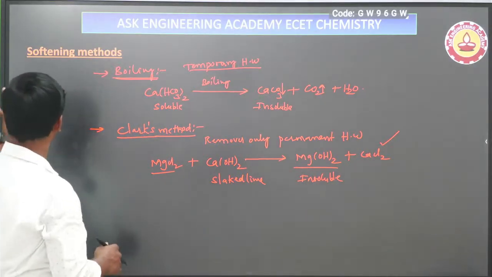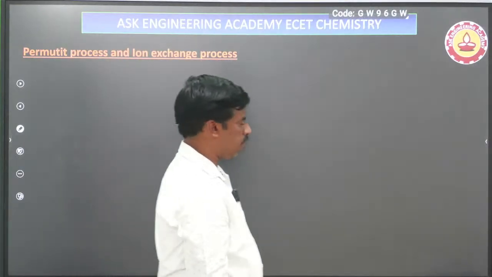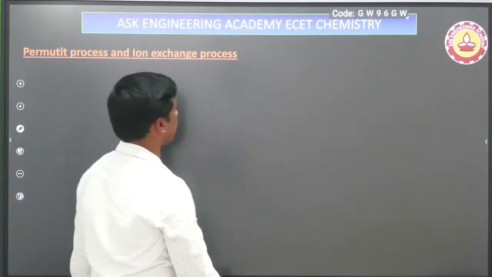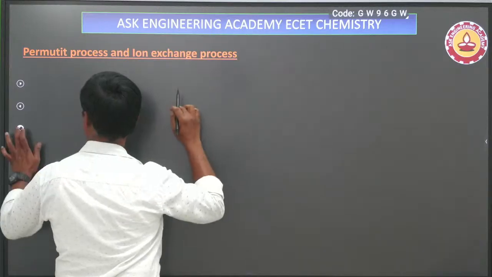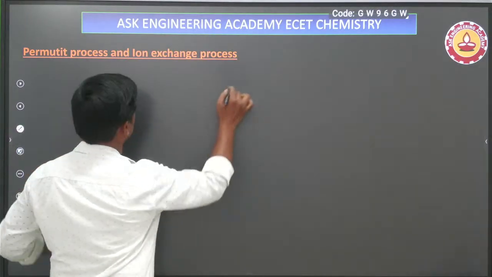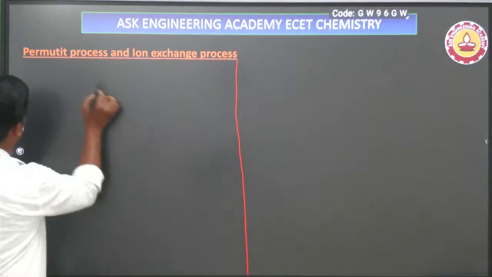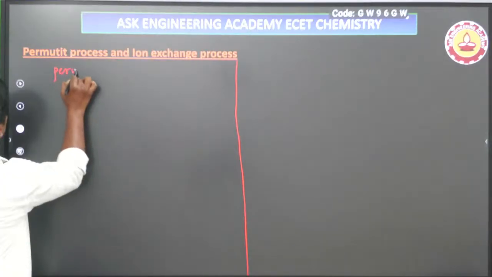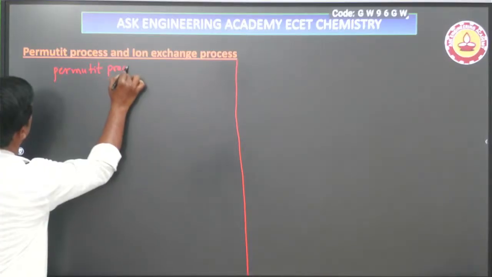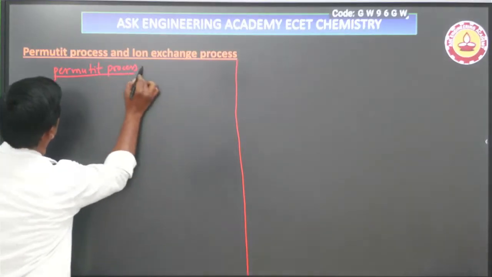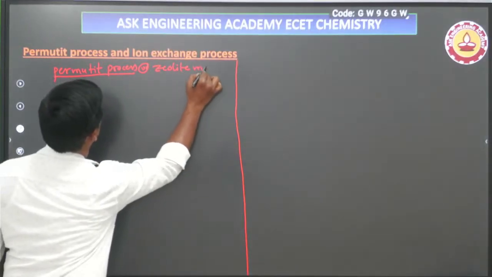You remember that carefully. Next we have the permutit process and the ion exchange process. I am going to explain. Here I am going to divide into 2 columns. One column for the permutit process, or zeolite process, or zeolite method.